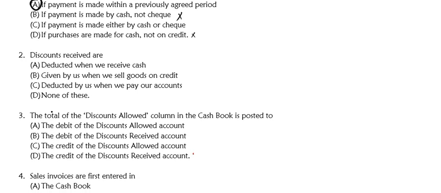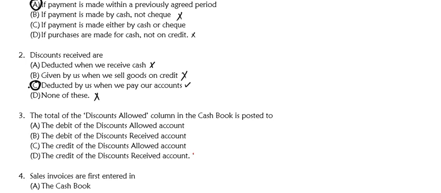Discounts are deducted when we receive cash, given by us when we sell goods on credit. No. Discounts received are deducted when we receive cash. This is wrong. Given by us when we sell goods on credit. No. Deducted by us when we pay our accounts. Yes. None of these. Discount received are deducted by us when we pay our accounts.